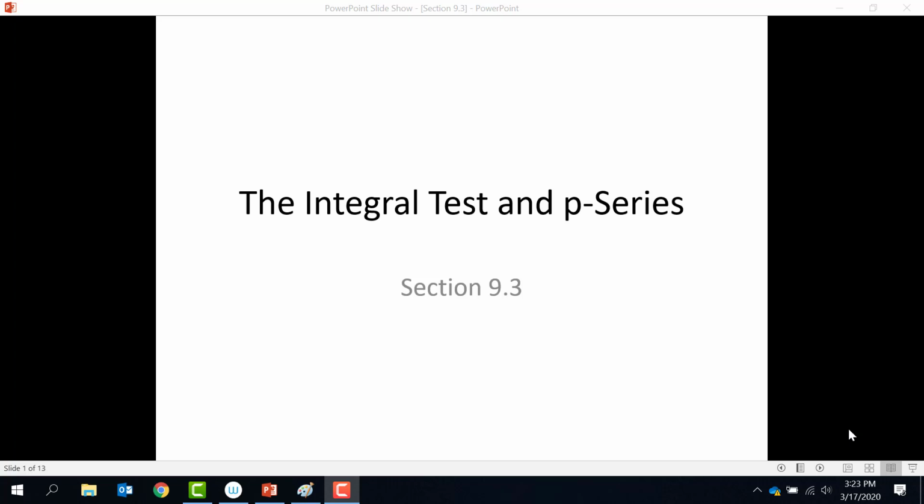Okay, so today we're going to go over section 9.3 and we're going to work on the integral test and p-series. So in the last section we defined what an infinite series is, and we defined what it means for it to converge. And we were able to do that when it was a telescoping series.